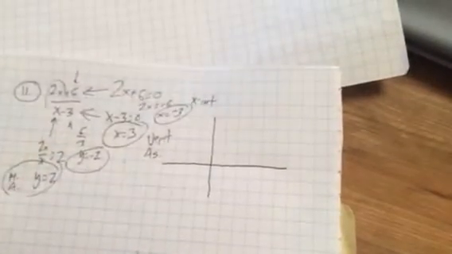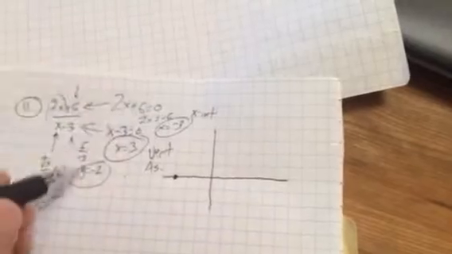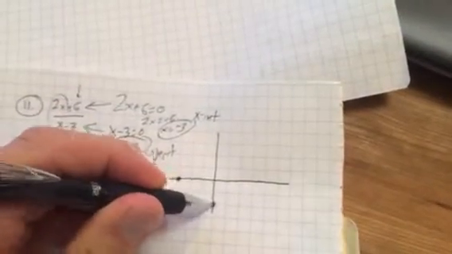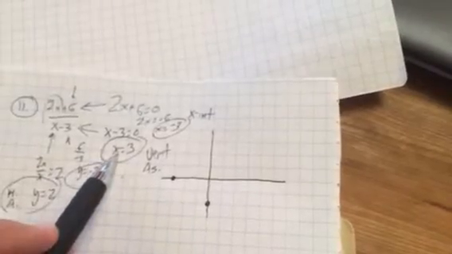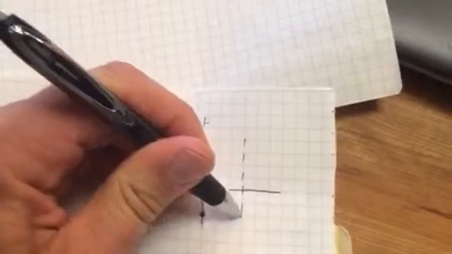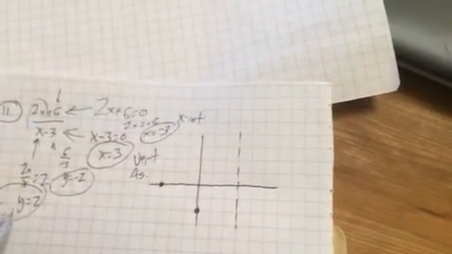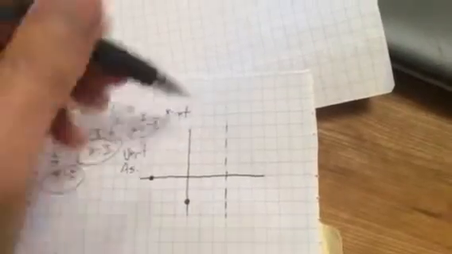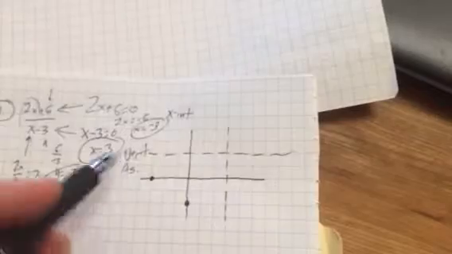So what do I know? I know it has an x-intercept of negative 3. I know it has a y-intercept of negative 2. So I'm just going to go through those two. I know that it has a vertical asymptote at x equals 3. x cannot equal 3, so that's kind of a little no man's land there. I also know that I have a horizontal asymptote at y equals 2. In other words, as x gets really large, this thing starts to settle down to 2.